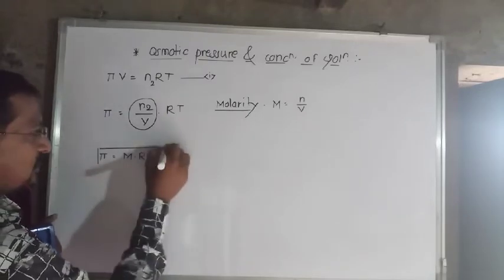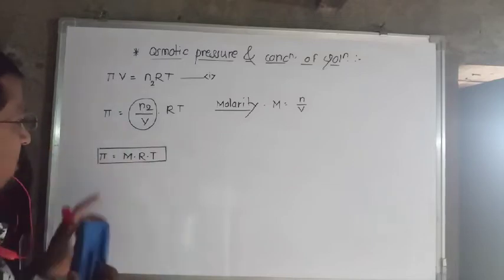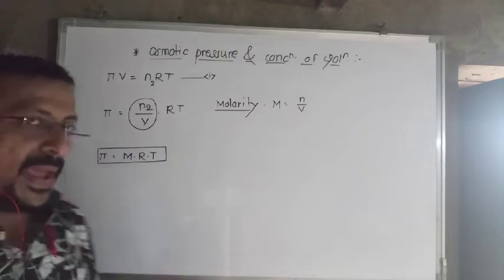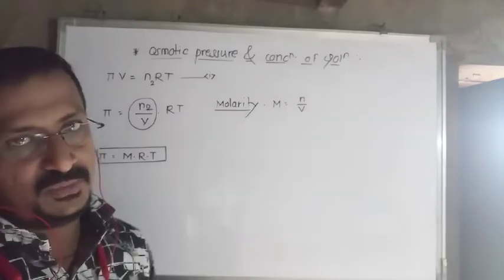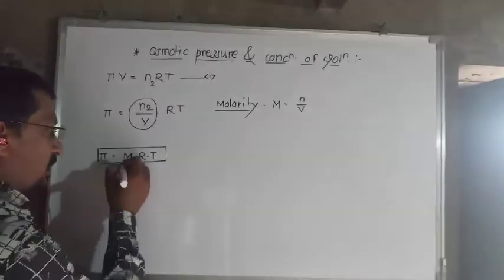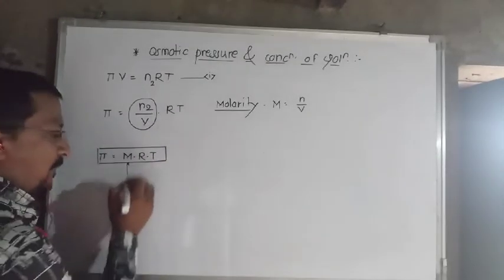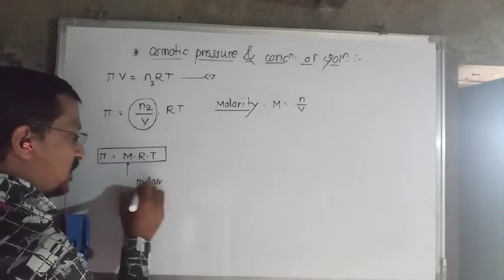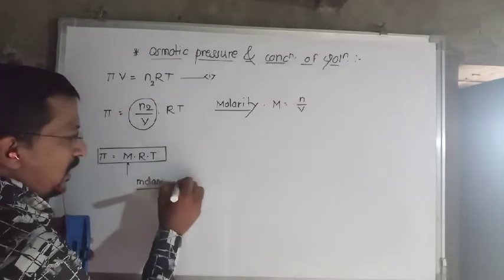Pi is equal to M into RT. So this is the equation that gives the relation between osmotic pressure of the solution and M. Capital M is the molarity of the solution. Now remember well here, capital M is expressed in molar, which means molarity, not molal.